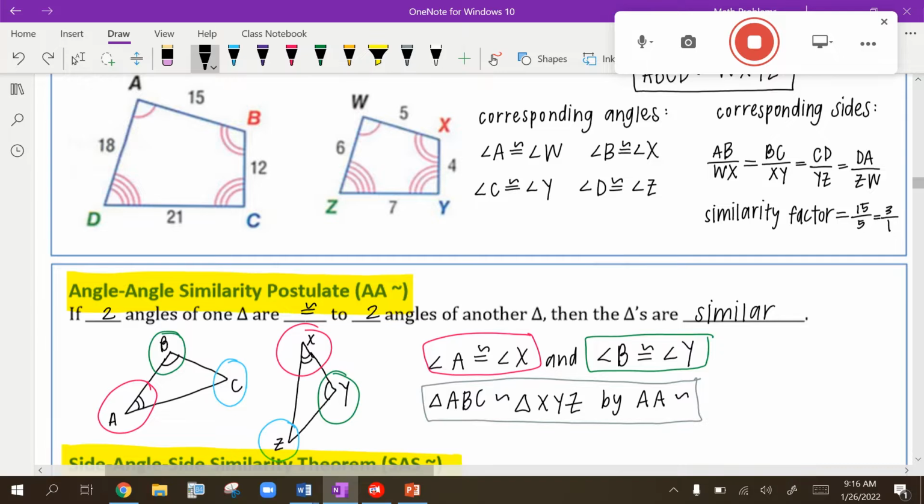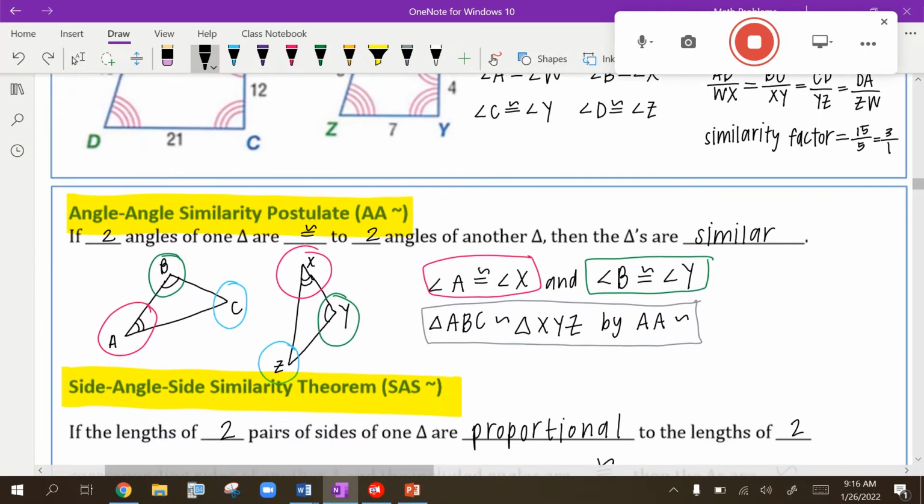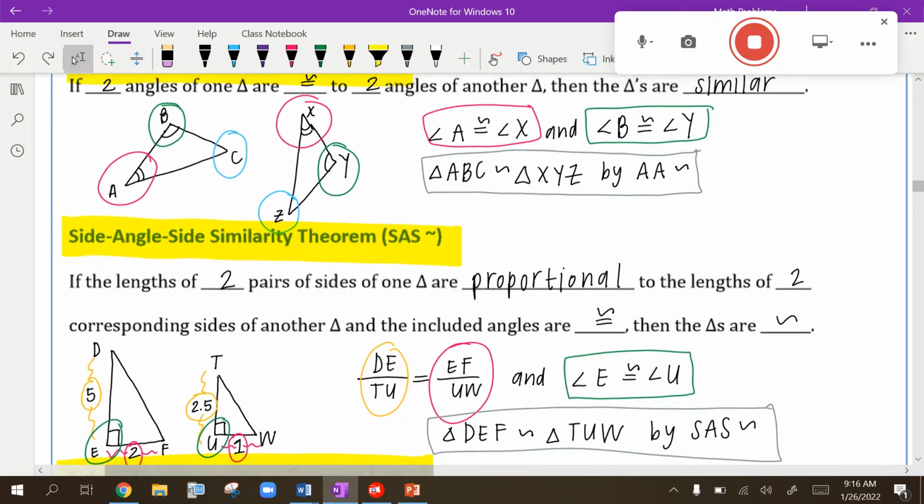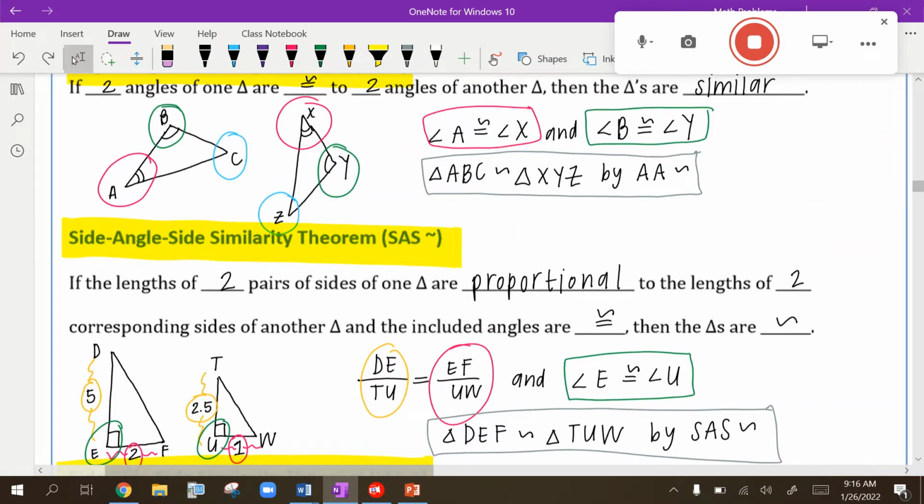Now let's say you don't have two pairs of congruent angles, maybe you only have one pair of congruent angles. Something else that you can use is called the side-angle-side similarity theorem. For this one, the angle has to be between the two sides. So if the lengths of two pairs of sides of one triangle are proportional to the lengths of two corresponding sides of another triangle, and the included angles are congruent, then the triangles have to be similar.